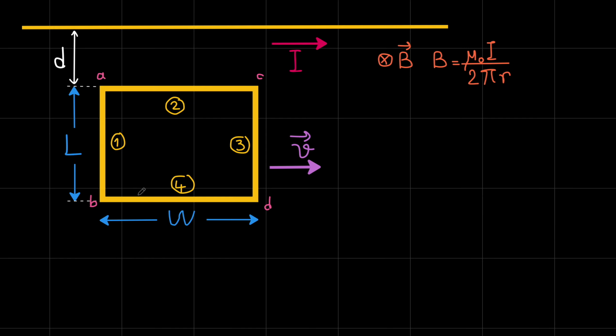And again in segment 4 there is no induced EMF. So the induced EMF in segment 1 cancels the induced EMF in segment 3. So overall there is no induced EMF in this loop as the loop is moving to the right. If there's no induced EMF, there's no induced current in the loop.